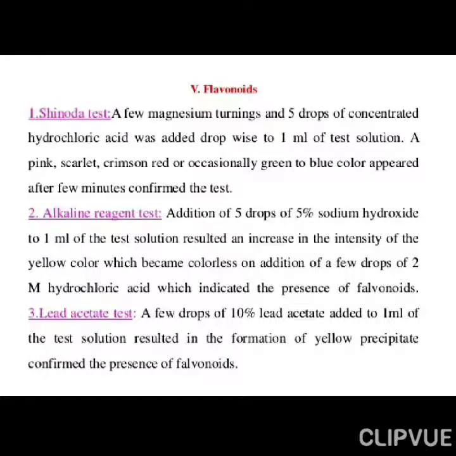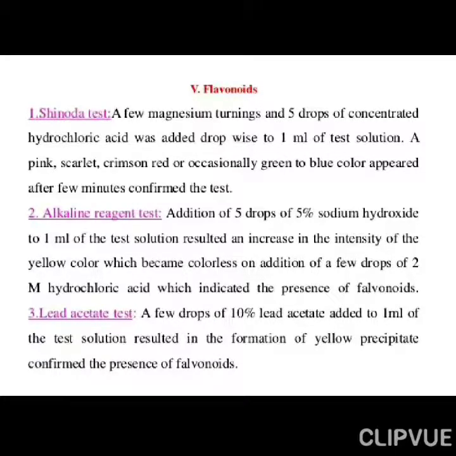Alkaline reagent test: addition of 5 drops of 5% NaOH, sodium hydroxide, to 1 ml of test solution gives an increase in the intensity of the yellow color, which becomes colorless on addition of a few drops of 2 molar hydrochloric acid, which indicates the presence of flavonoid.